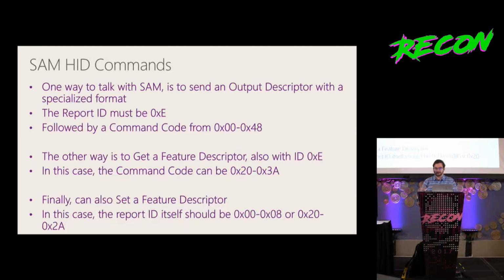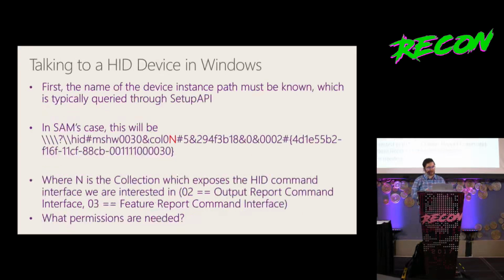Another way to talk to it is through a feature descriptor. So you can also send a feature descriptor, and then the command codes can be between 20 and 3A. So if you follow the output mechanism, there's a different set of commands there. With the feature mechanism, there is a different set of commands. And there's also a set feature instead of get feature, which has commands between 0 and 8, and those are just directly reported as the report ID, and 20 to 2A. So there's kind of like three interfaces into SAM. I guess they kind of separated internal debugging from sensor acquisition from other things in there. And I'll show you some examples of that.